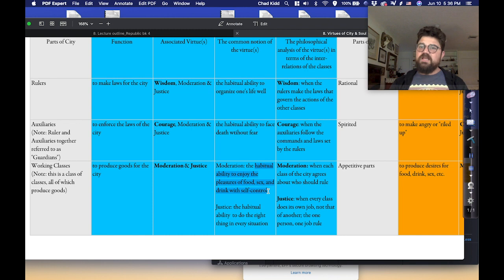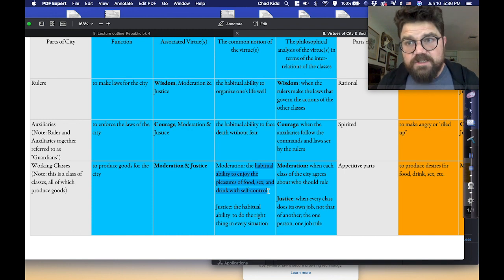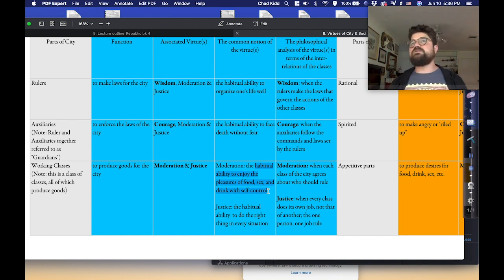A moderate city is one in which every member of the city, every citizen, agrees about who should be in charge. And in the case of the utopia, it's when every member of the city agrees that the ruling class should be in charge. When that occurs, then the city is moderate. It's an interesting question, one we might consider in discussion, whether a democracy can be moderate. Interesting question.